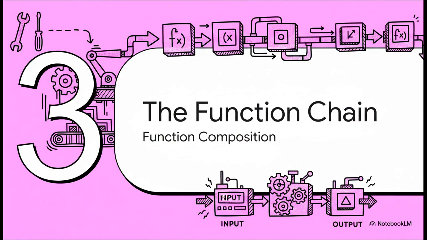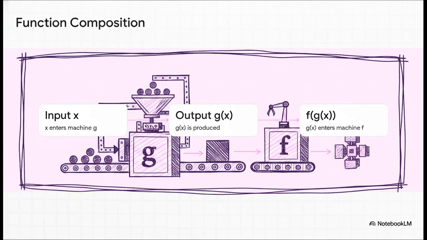All right, section 3, the function chain. Now that we've got a handle on the hand tools, let's bring in the heavy machinery. The absolute most powerful way we combine functions is called function composition. And let me be super clear about this. Composition is not just simple multiplication. It's an assembly line. Now, what's really interesting about this slide is how it perfectly maps that out.